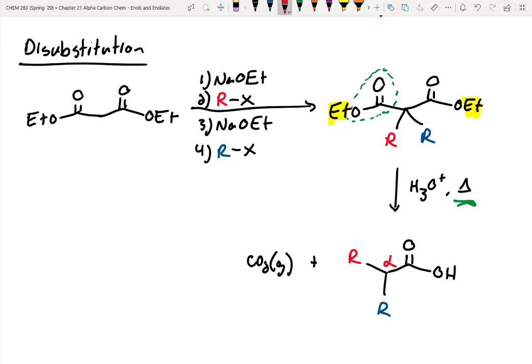All right, what we're going to do is we're going to stop there. And then when we come back, we're going to look at an alternate synthesis that's similar, but instead of making an alpha alkylated carboxylic acid, we're going to make an alpha alkylated ketone using a similar method.